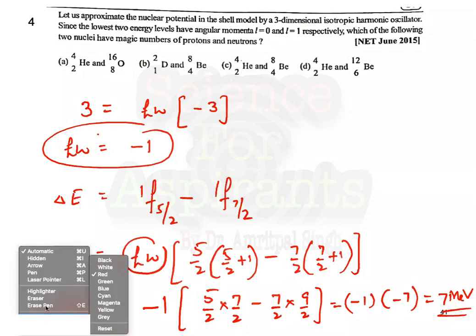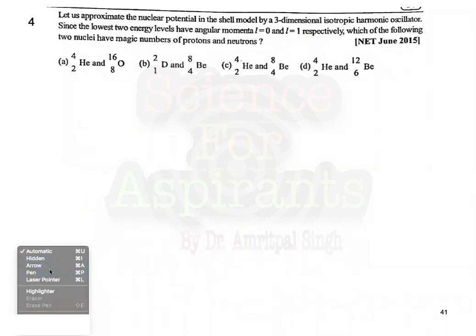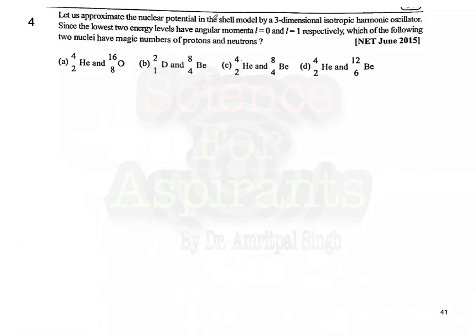So I will raise this. This question is saying, let us approximate the nuclear potential in the shell model for a three-dimensional isotropic harmonic oscillator. Which of the two nuclei have a magic number of protons and neutrons? From these given examples, which one has a magic number of protons and neutrons?